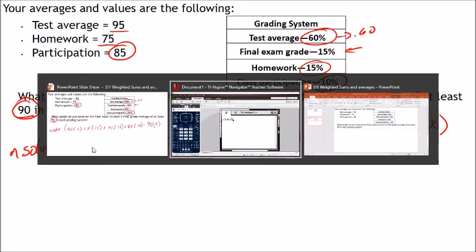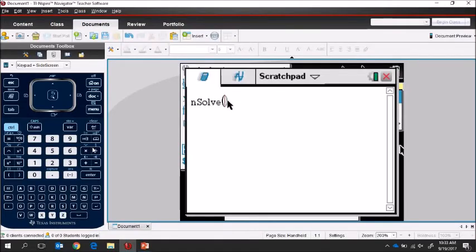So we're going to come back over here and type it in. We have 95 times 0.6, its weight, plus x, and the x is the one down here at the bottom, times its weight of 0.15, plus 75 times 0.15, its weight, plus 85 times its weight of 0.1. Now, equals, and we wanted the average to come out to be a 90. All right, so there's my whole equation all typed in. And then after that, again, we're going to put that comma x, so that the nsolve is taking this full equation and solving for x.